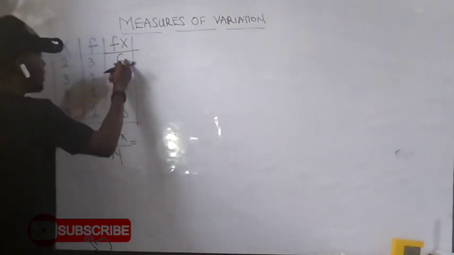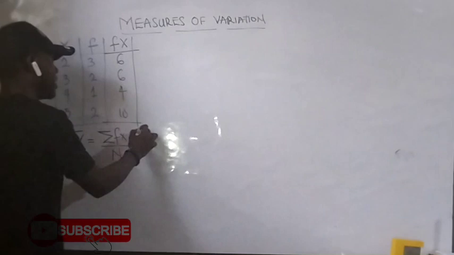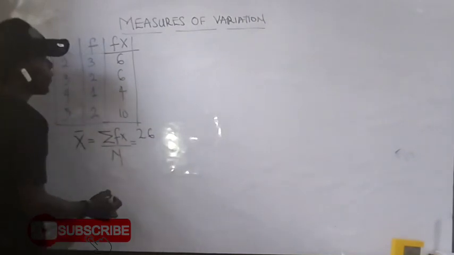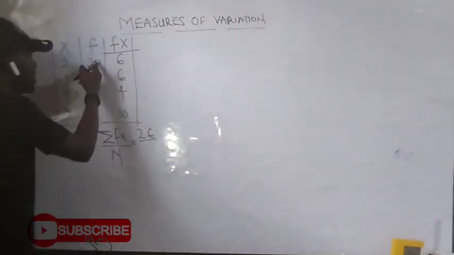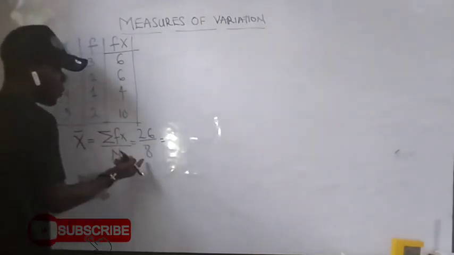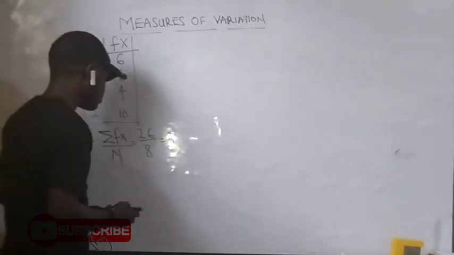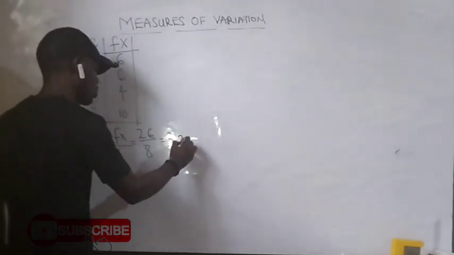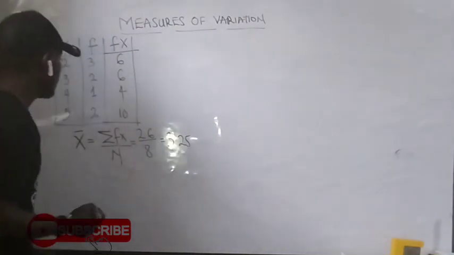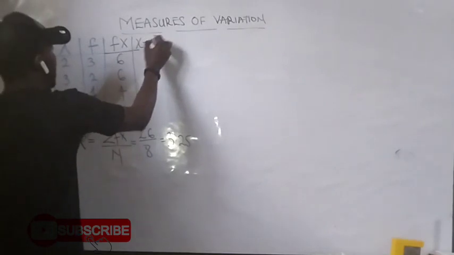When I sum it up, I have 6 plus 6 to be 12, plus 4 to be 16, plus this to be 26, and all over what? My total frequency, 3 plus 2 is 5, 6, 7, 8, all over 8. So with this, I'll be having 26 divided by 8, which will give me 3.25 as my mean.